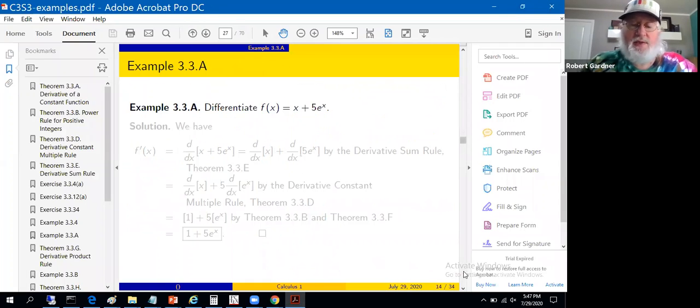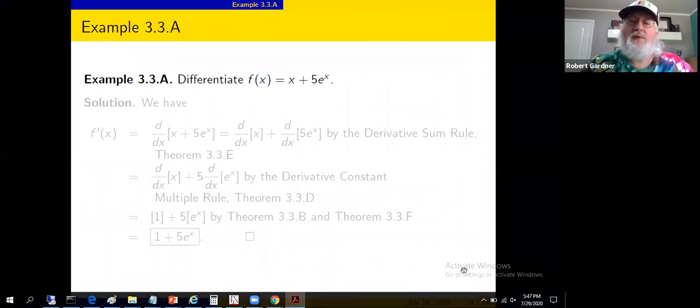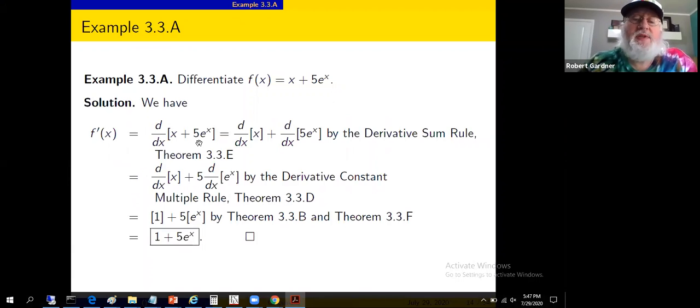Okay, next example. This is not a real involved one. Differentiate f of x equals x plus 5 times e to the x. Okay, the derivative of the sum is the sum of the derivatives, theorem 3.3.e. We can bring that 5 out front, the constant multiple rule for derivatives, theorem 3.3.d. You got a power of x, you know how to differentiate that. The derivative of x is 1. You got an exponential function. What's the derivative of an exponential function? It's the exponential function itself. So we just get the e to the x back. Simplify, we get 1 plus 5 e to the x.